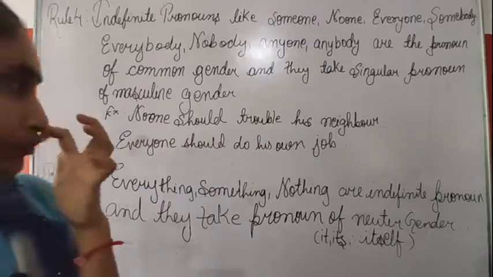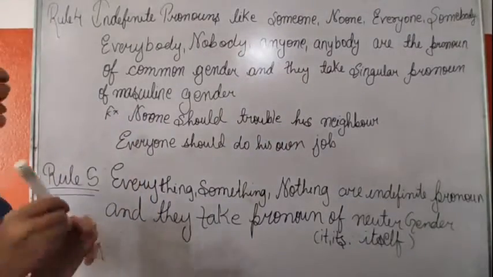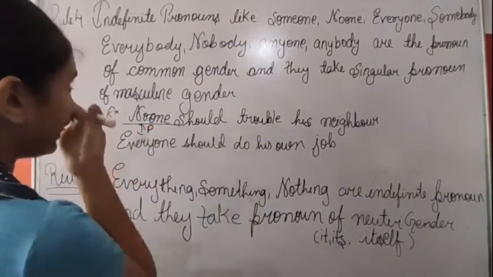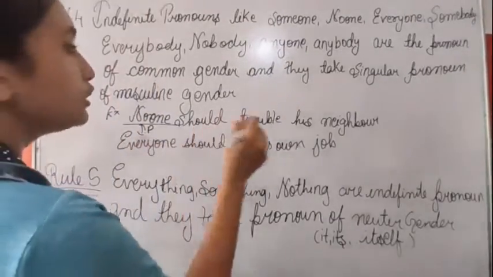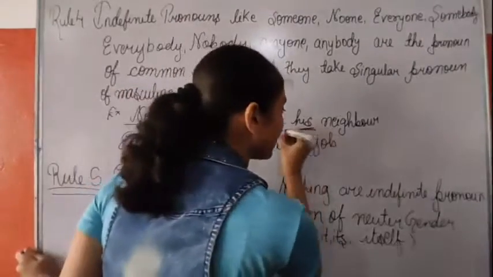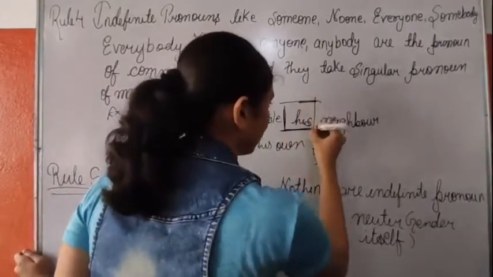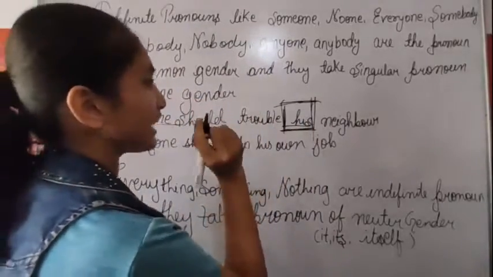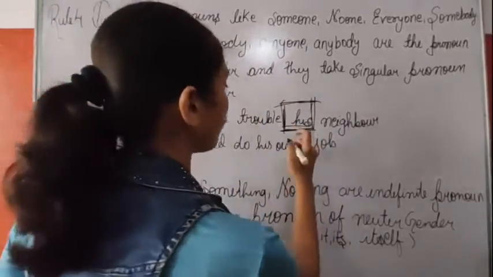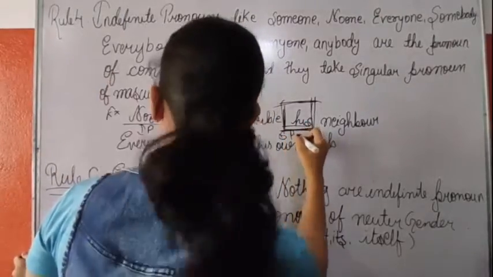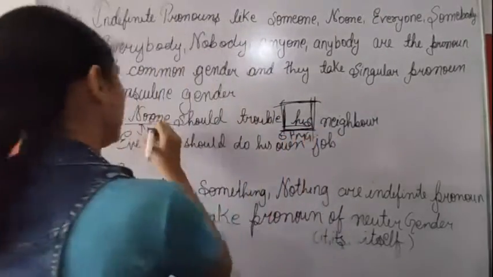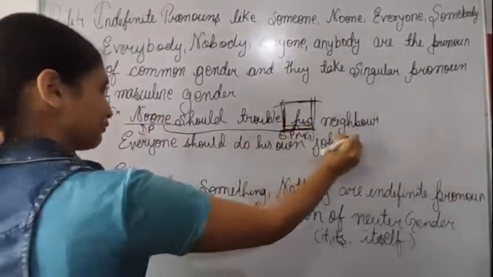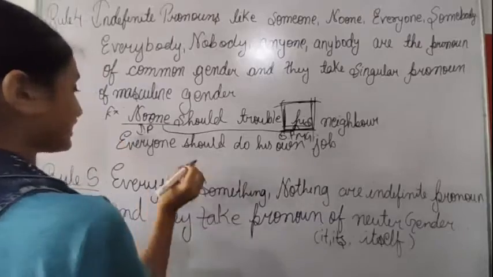It means that here, "no one" is what? No one is an indefinite pronoun. IP means indefinite pronoun. So, his gender. I have highlighted this over here. "His neighbor." His is what? Singular pronoun of masculine gender. No one should trouble his neighbor. Now let's move to our next example.